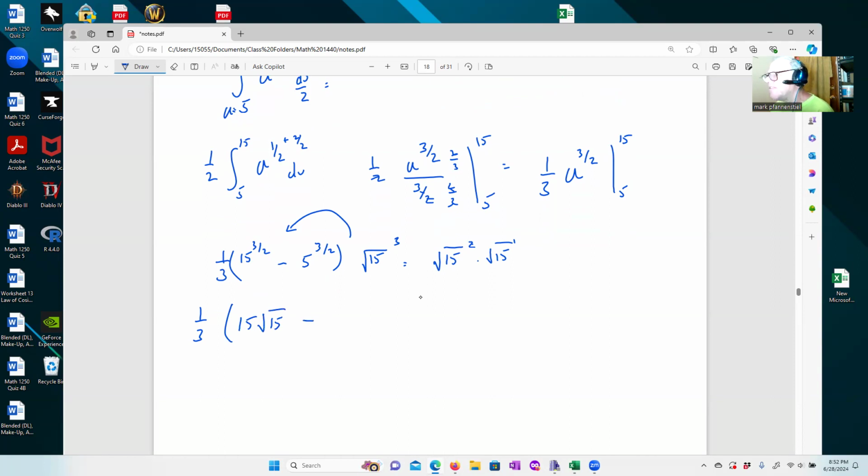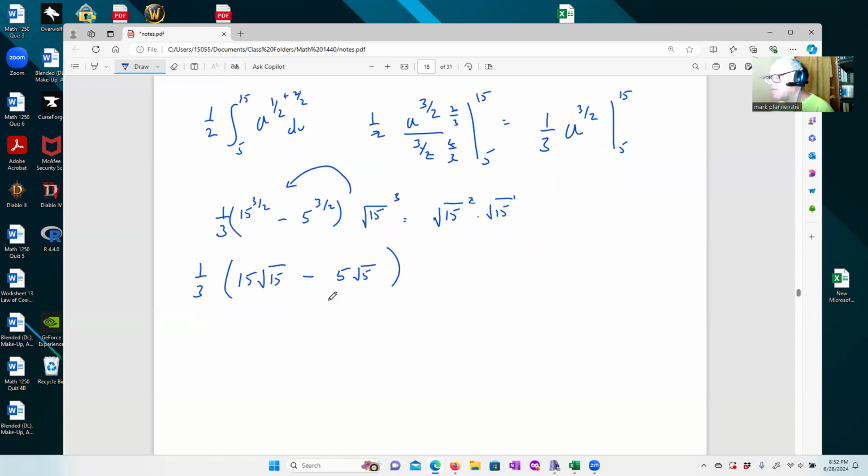And then minus, and here's where the magic happens, 5 square roots of 5. Unfortunately, there's not a whole lot you can do with this. I guess we could factor out a 5 and make this a little bit nicer, but there really isn't a lot we could do here.